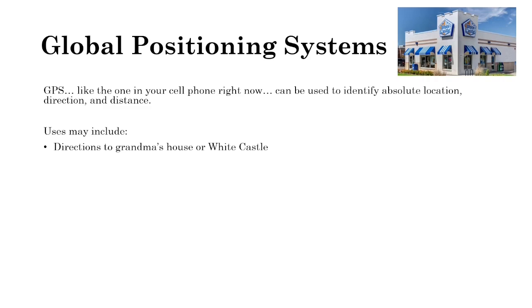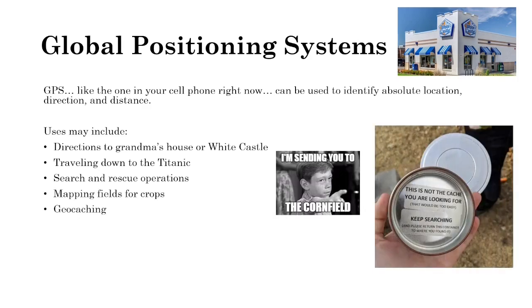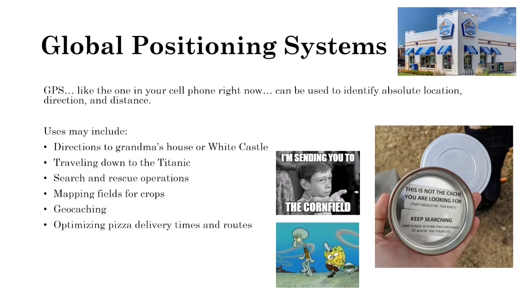So what's the use of a GPS? You could get directions to your grandma's house for cookies or to go to White Castle. You could be traveling down to the Titanic if you do it safely. You could be doing search and rescue operations, mapping fields for crops, or geocaching. I haven't been geocaching in years, and making this PowerPoint kind of reminded me how fun it was. You could be optimizing pizza delivery times and routes, finding which ways are quicker and which ways have traffic in certain areas.